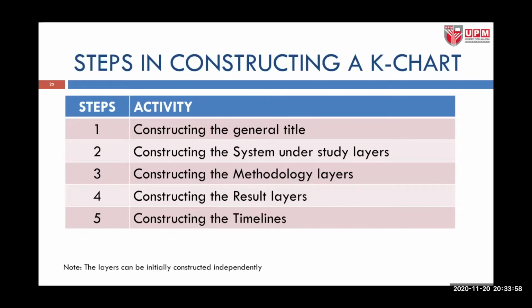And we did go through one example on the automotive and the vehicle performance. For today, we are going to go through the steps involved in constructing a K chart. There are 5 steps. Step number 1 is constructing the general title.